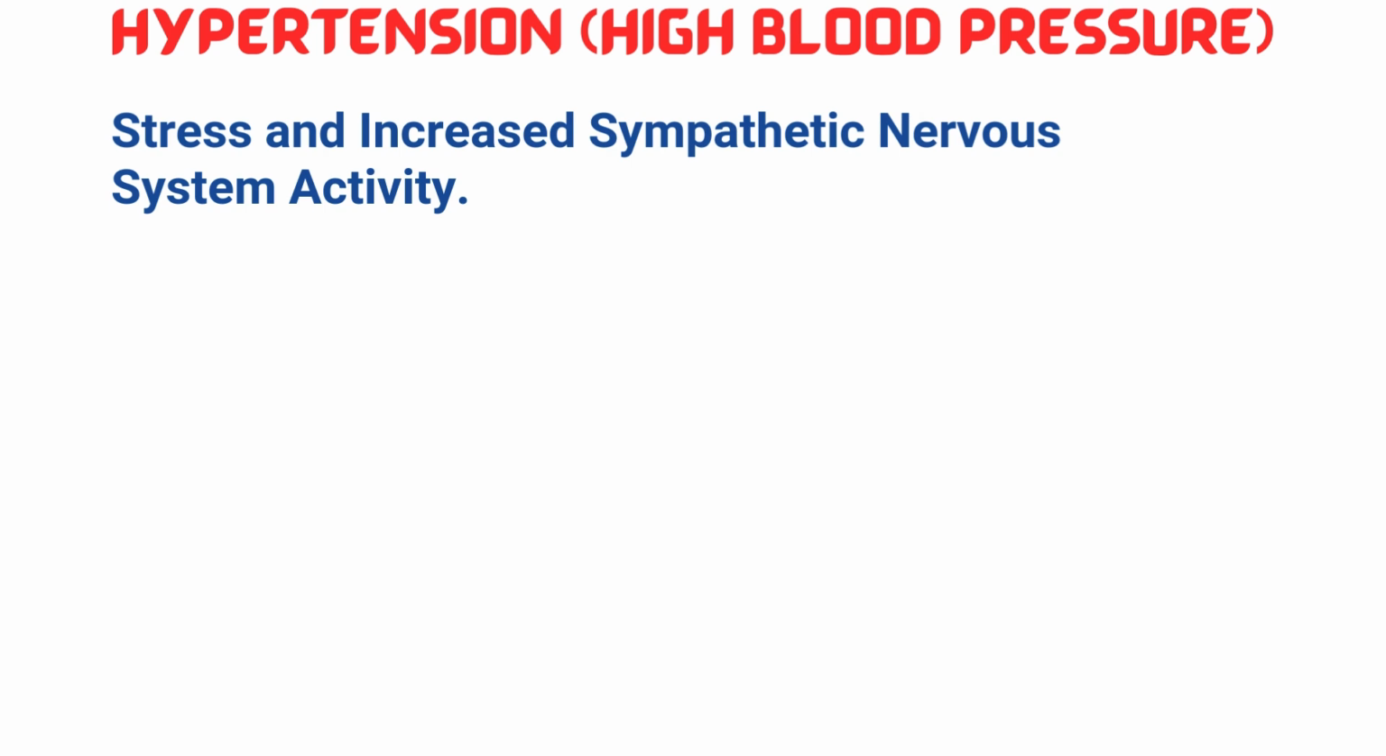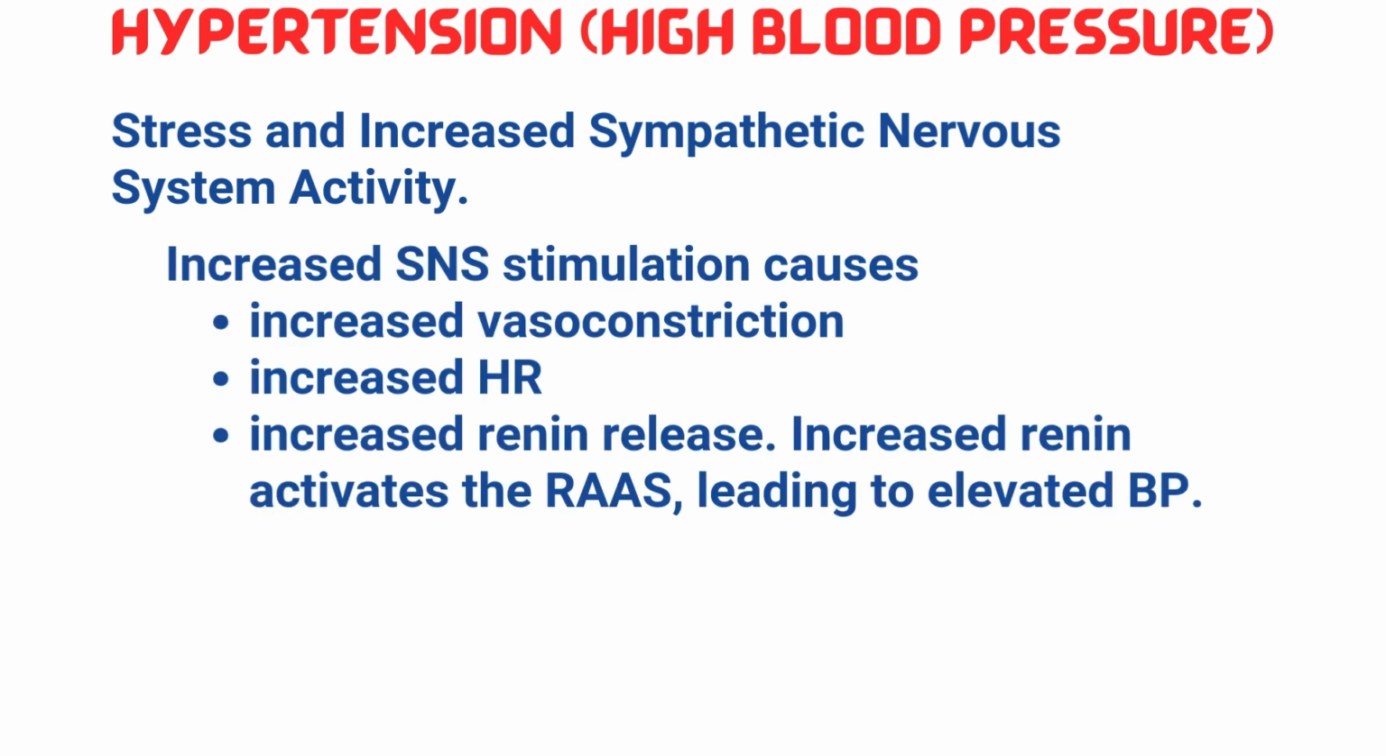Stress and increased sympathetic nervous system activity. Factors such as anger, fear, and pain influence BP. Physiologic responses to stress, which are typically protective, may persist to a pathologic degree, resulting in a prolonged increase in SNS activity. Increased SNS stimulation causes increased vasoconstriction, increased heart rate, and increased renin release. Increased renin activates the RAS, leading to elevated BP. People with high levels of repeated psychological stress develop hypertension more than those who have less stress.